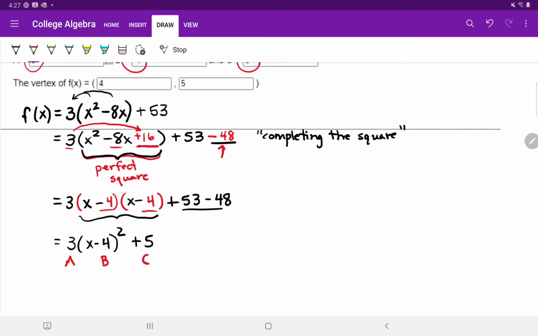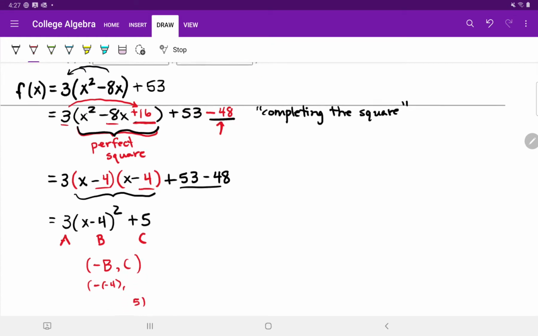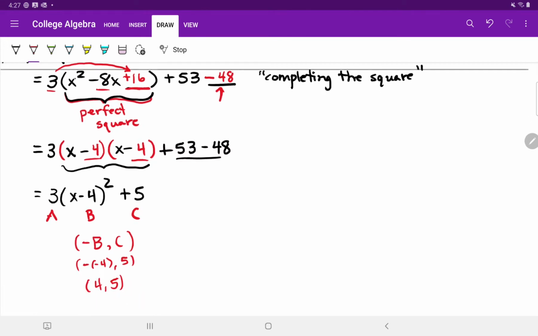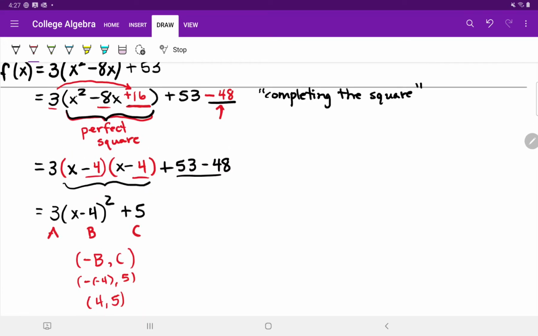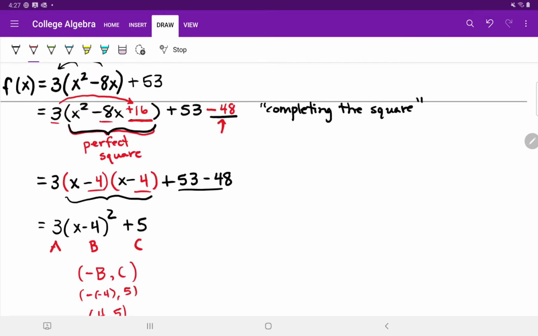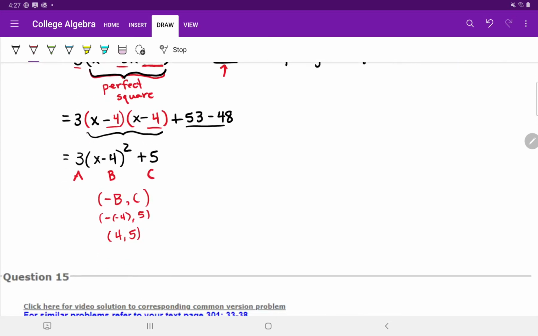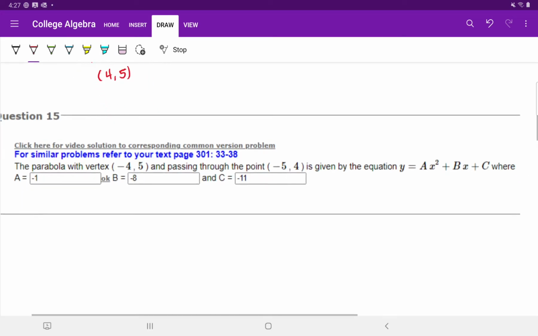So now the question remains, what is my vertex? Well, the vertex is equal to (-b, c). And since b is -4 and c is 5, that will give me (4, 5) as my answer. So (4, 5) goes right here as the vertex. So we're going to do plenty more examples like this. If that example was confusing, just hang tight. They might get a little more clear.